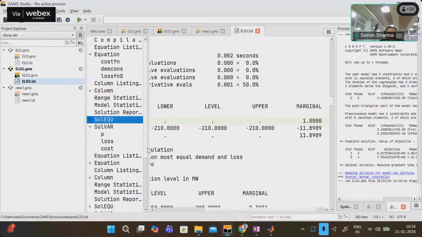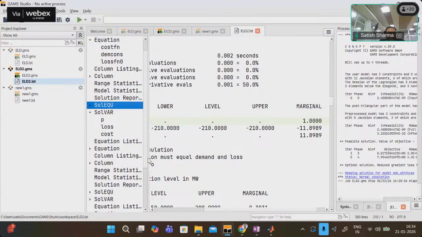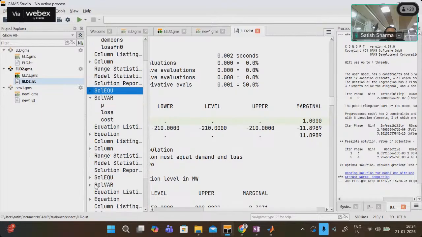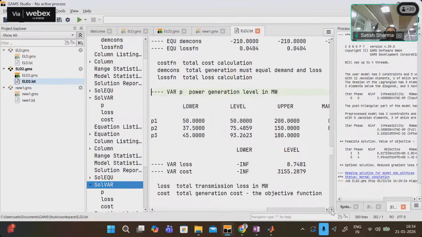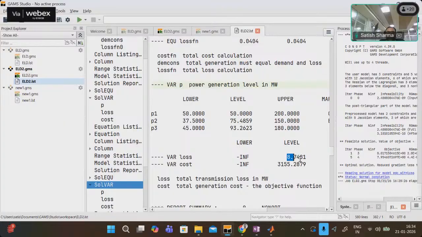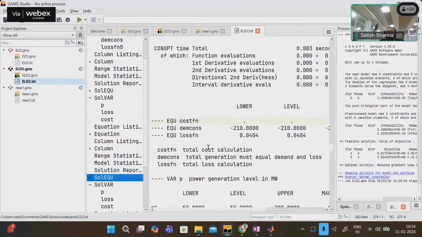Let me first move to the second result. If we see the second result, it is again minimization of the cost, but with losses. Whenever there are losses, the losses are 8.78. Earlier it was 0, now 8.75 is the losses, and 50, 75, and 93 is the answer. And if I see the lambda as well, what should happen to the lambda?